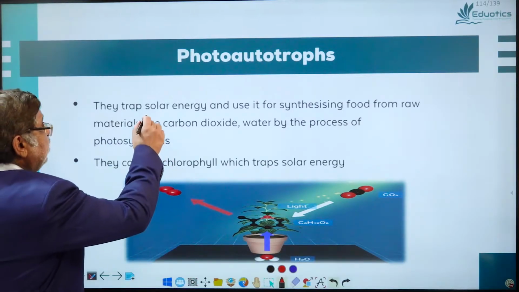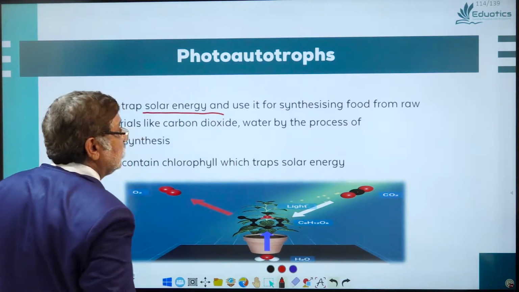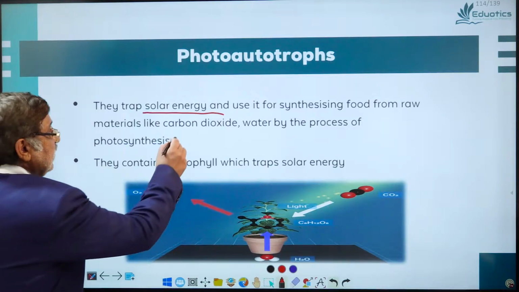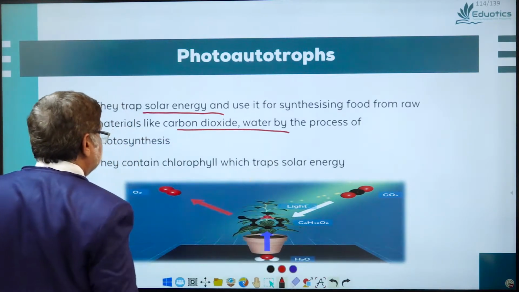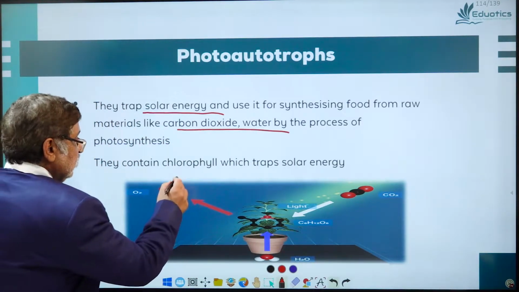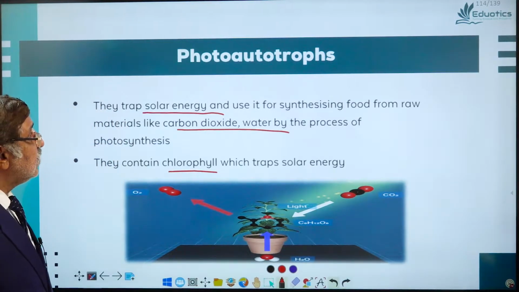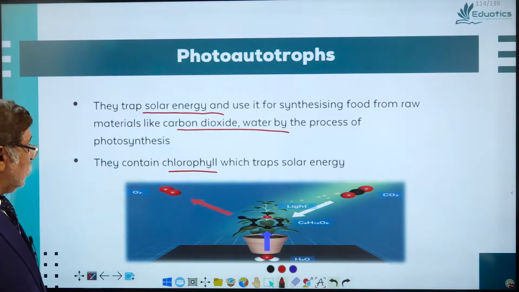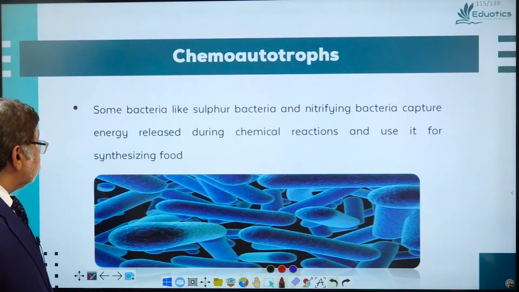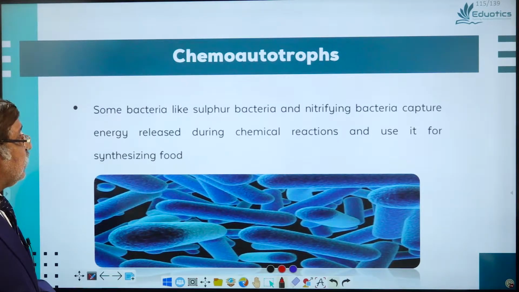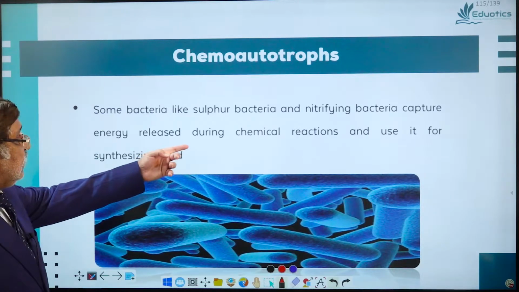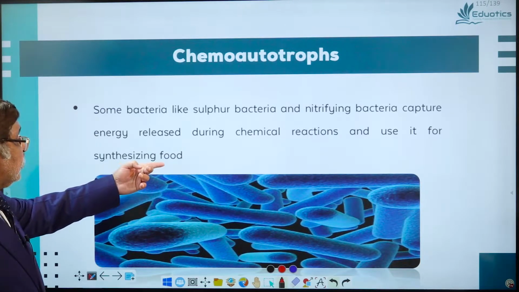Phototrophs trap solar energy and use it for synthesis of food, and carbon dioxide and water are required in this process. Chlorophyll is the main molecule which traps energy to synthesize glucose. Some bacteria like sulfur bacteria and nitrifying bacteria capture energy released during chemical reactions and use it to synthesize food.